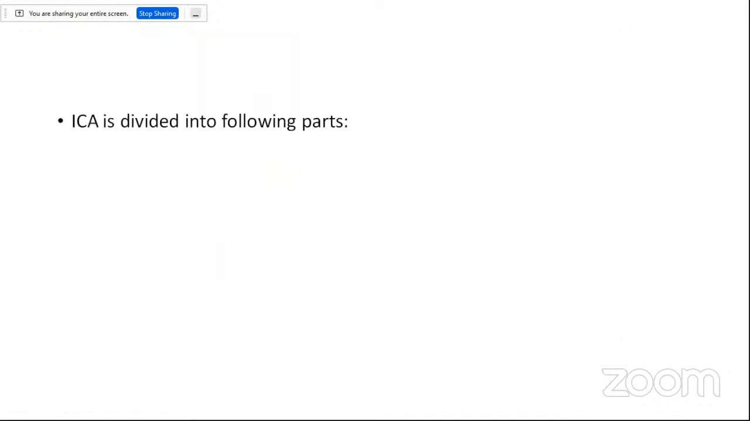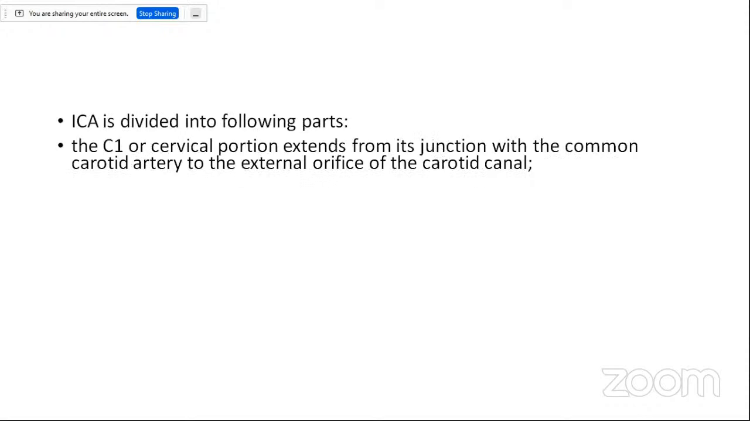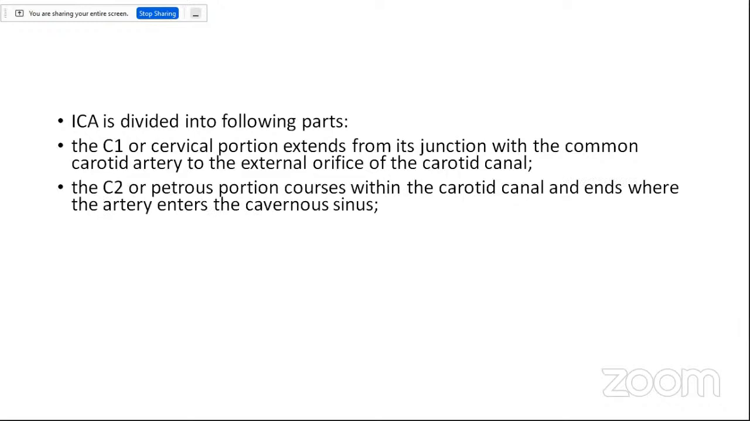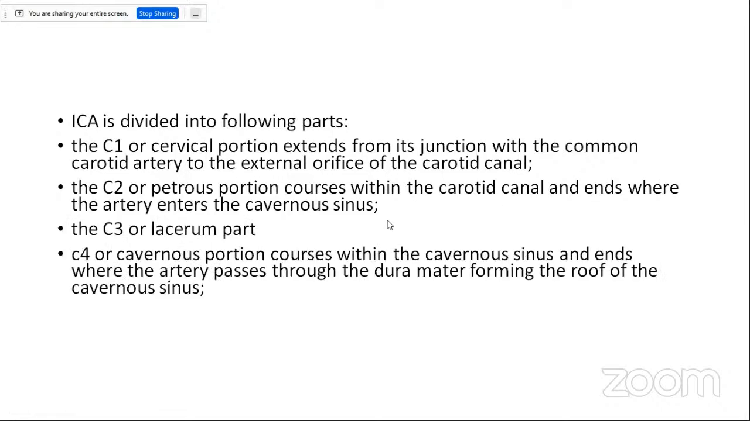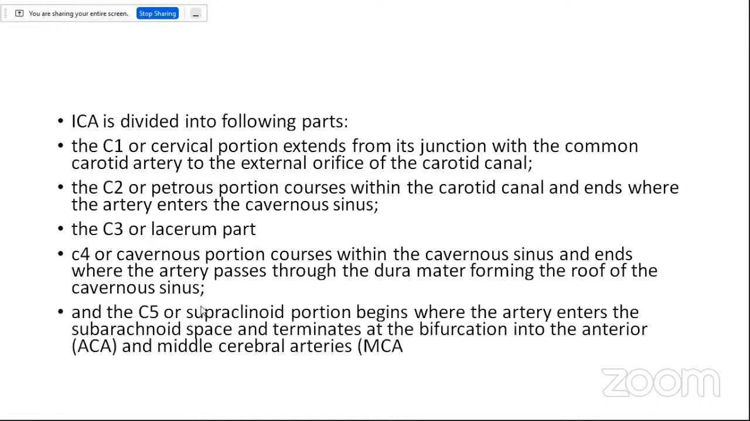So if we read it in the text, the ICA is divided into the following parts: the C1 or cervical portion extending from the junction of the common carotid artery, the C2 or the petrous portion, which courses within the petrous temporal bone, the carotid canal, and it ends where the artery enters the cavernous sinus. The C3 is the lacerum part, C4 or the cavernous portion, which courses within the cavernous sinus, and this ends where the artery passes through the dura mater that forms the roof of the cavernous sinus.